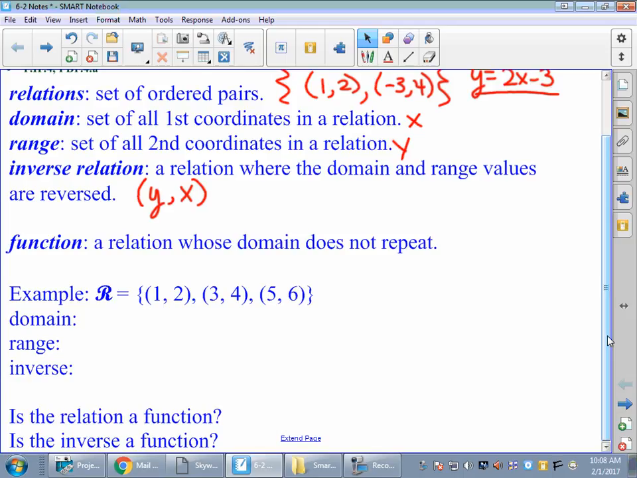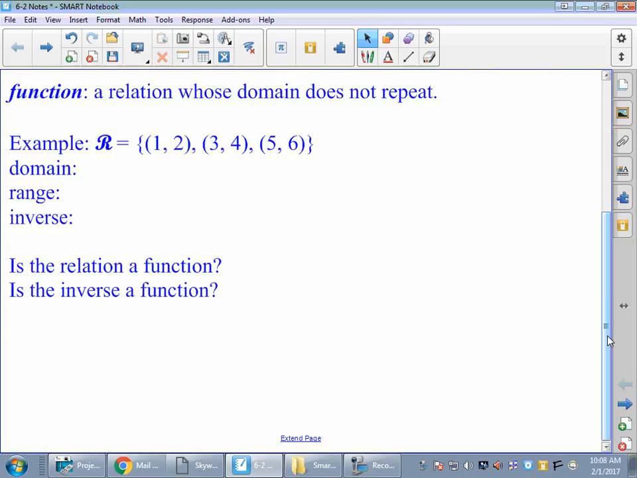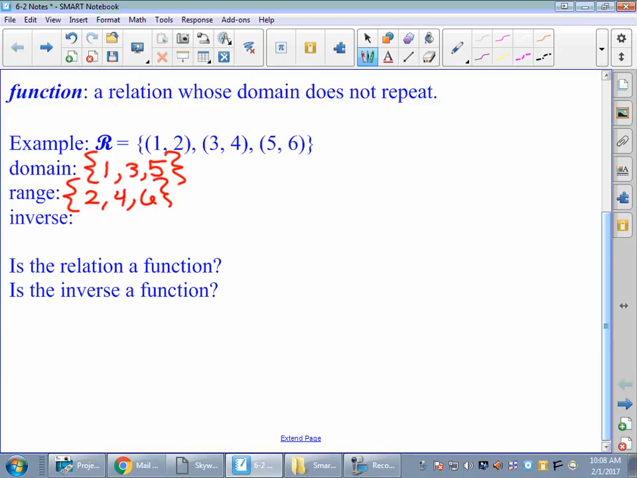So if you look at the example here, the relation R is (1, 2), (3, 4), (5, 6). The domain would be 1, 3, and 5, the set of numbers, the x values. The range is the set of the y values, 2, 4, and 6. And then the inverse relation would be the ordered pairs (2, 1), (4, 3), and (6, 5). And that's just the flip-flop of the x and y.